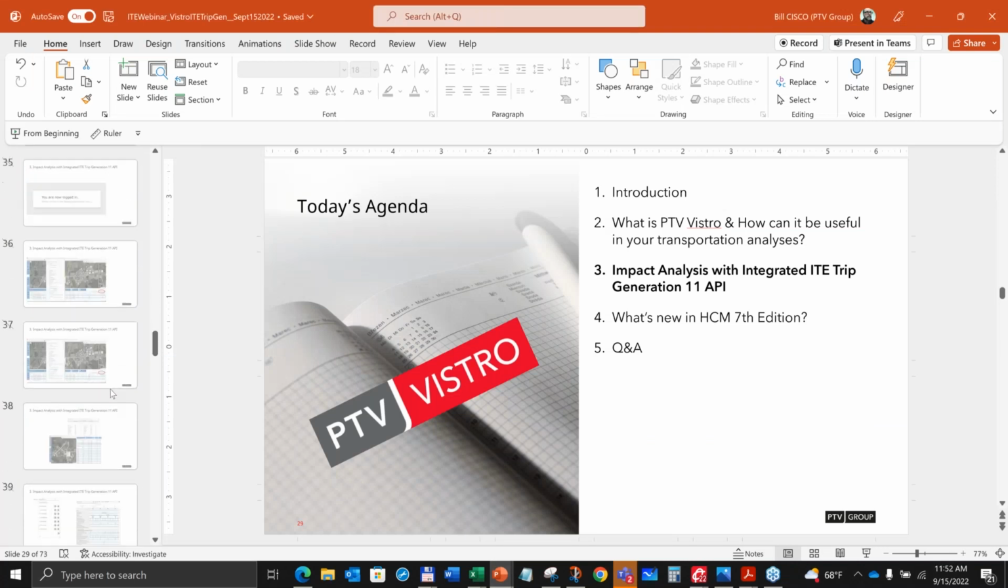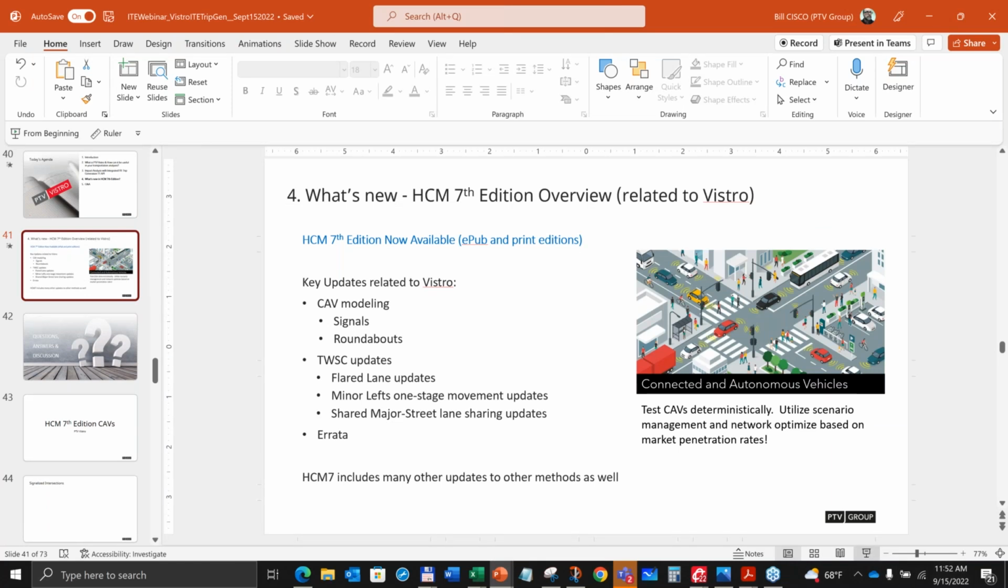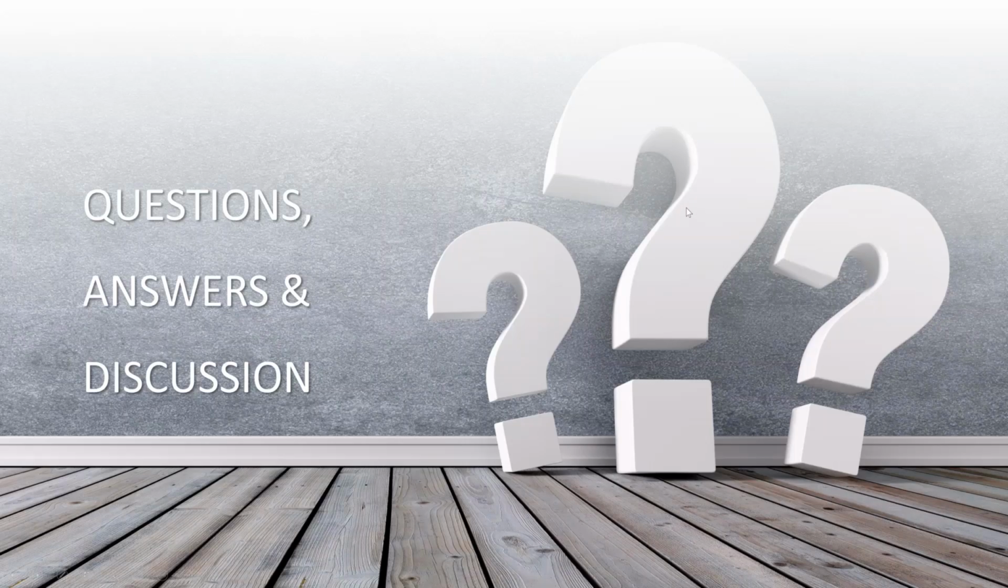The only other thing that I need to do for Truth in Advertising is show this slide, which is that in the HCM 7th, we now can model CAV rates, different market penetration rates at signals and roundabouts, and how that would affect the analysis. And we also made some updates to the two-way stop method. So that's just to keep you up to date on that.